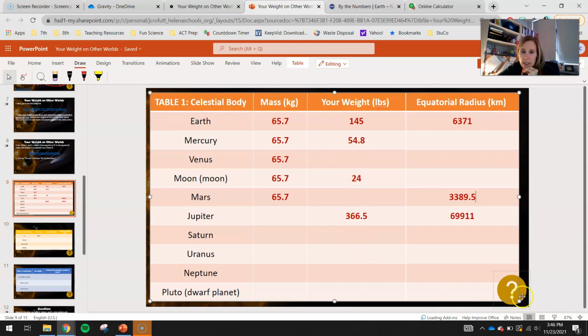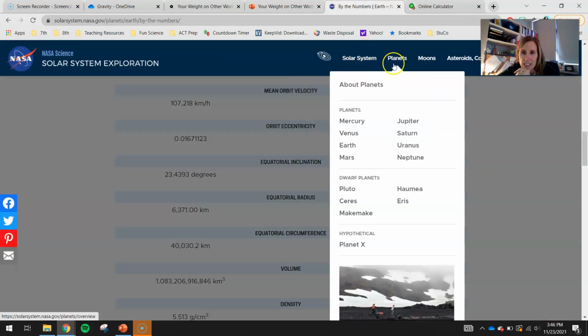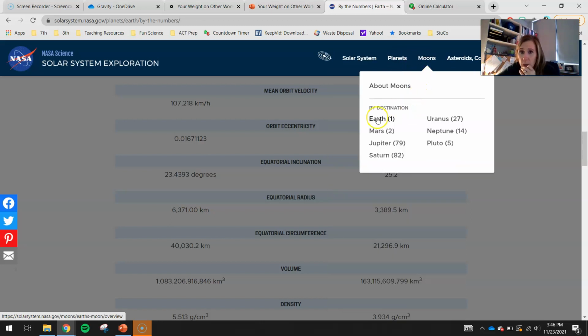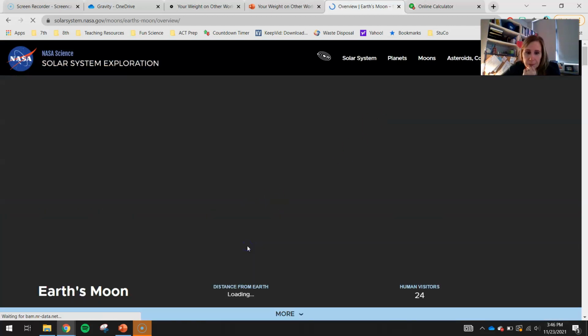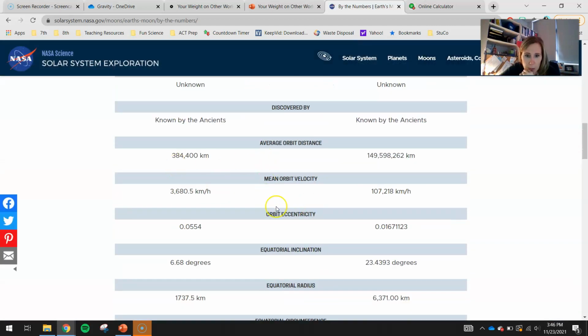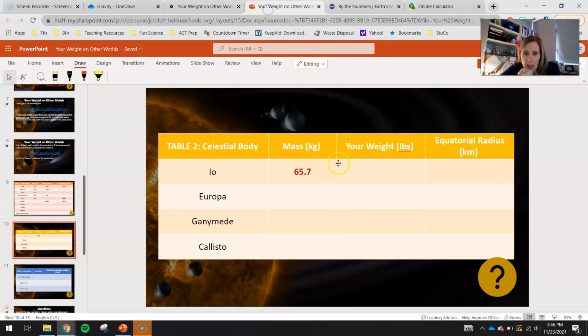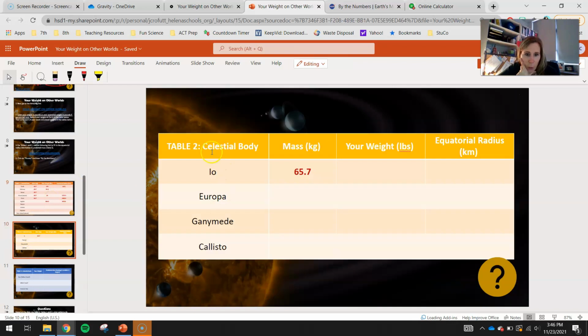Okay, and then once you have that done, you will do the same thing for the moon. So I just want to show you one last thing. Obviously, you are not going to find the moon under planets because the moon is not a planet. So you need to go to Earth's moon to find that information, by the numbers as well. And then you can find the equatorial radius of the moon also. So the moon's equatorial radius is 1,737.5. Okay.